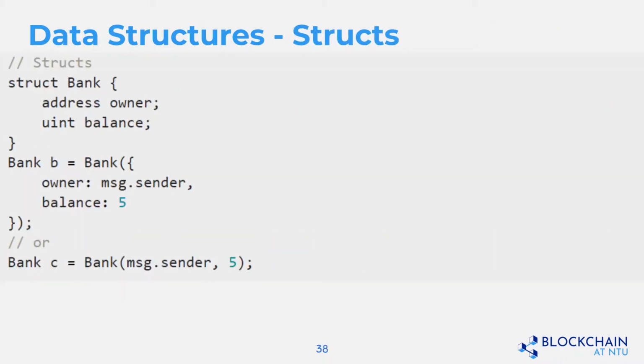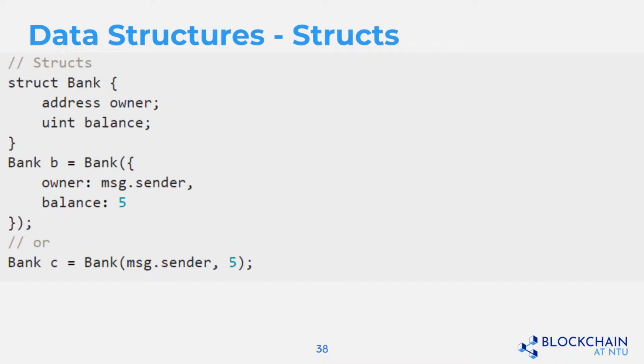Okay, so now we have structs. Sometimes you want to have a variable that's of a more complicated configuration. It can be made up of basic data types. So like struct Bank, maybe you want to have an owner and a balance. Owner is an address variable type, and balance is an unsigned integer. Then you put it in a struct Bank. So now Bank becomes like a variable on its own. Here you have this line of code: Bank c = Bank(msg.sender, 5), where msg.sender is just the address of the person who sends this message.